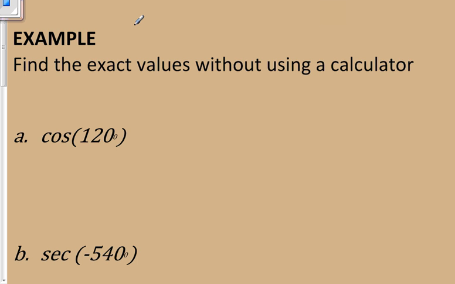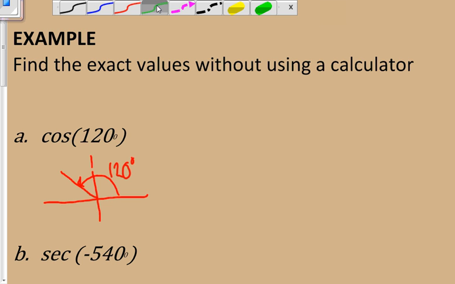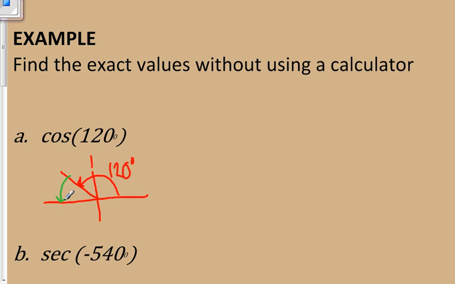So let's think about where 120 degrees lies. 120 degrees lies in quadrant number 2. So that means that cosine will be negative because cosine's negative in that quadrant. What we want, though, is the reference angle. So we can define this as equal to negative, cosine is negative there, the cosine of that reference angle. So we have to find that reference angle.